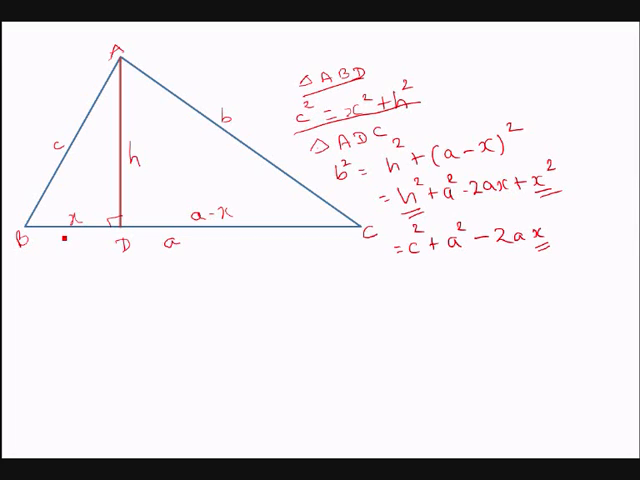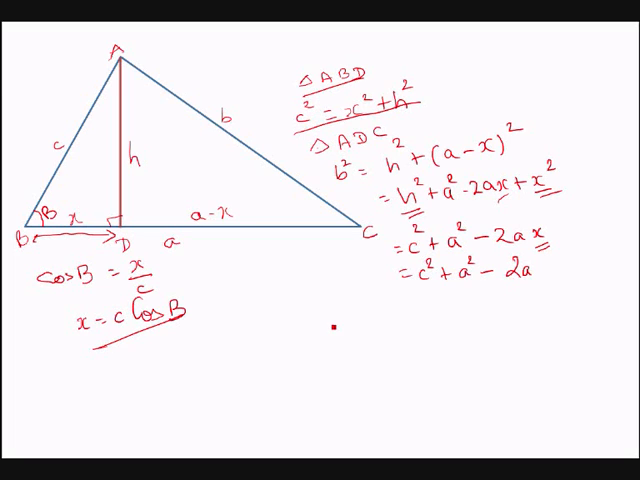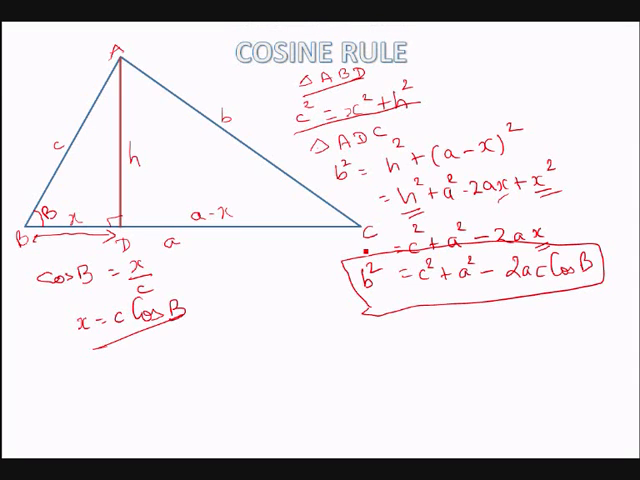Now this x, where is it coming from? This is this part. If I use this triangle and this angle B, then I have cos B is equal to x over c. Therefore x is equal to c cos B. I can substitute this value of x here. c square plus a square minus 2a, and then x is c cos B. Therefore b square is equal to c square plus a square minus 2ac cos B, which is known as the cosine rule.